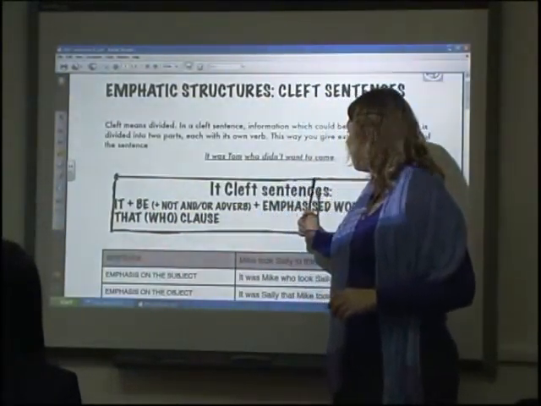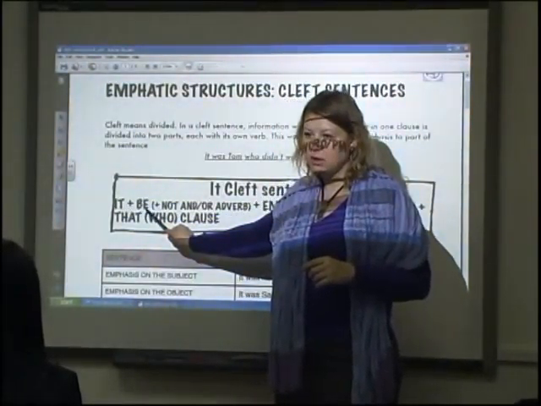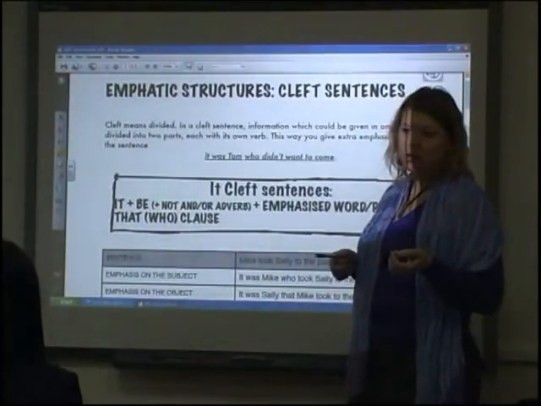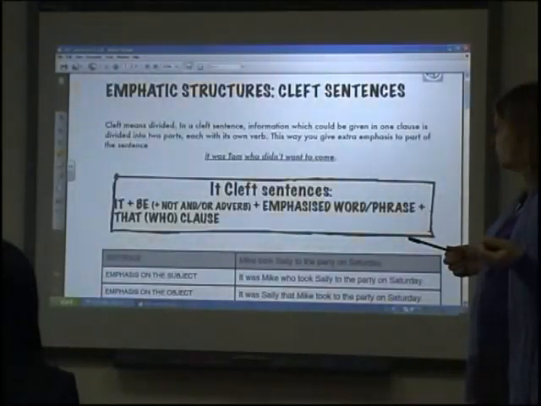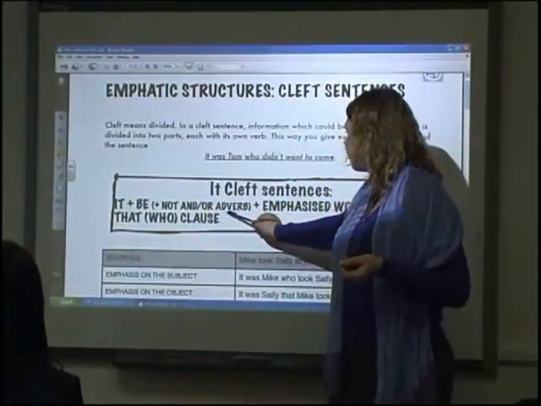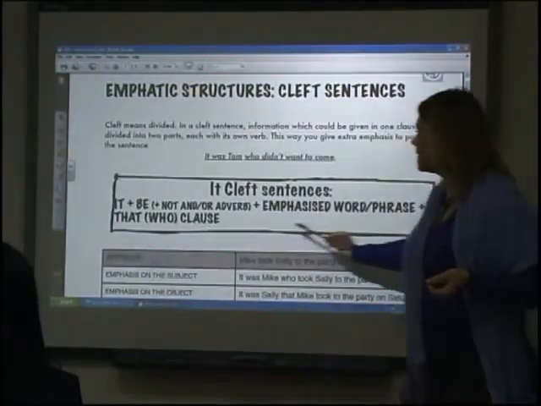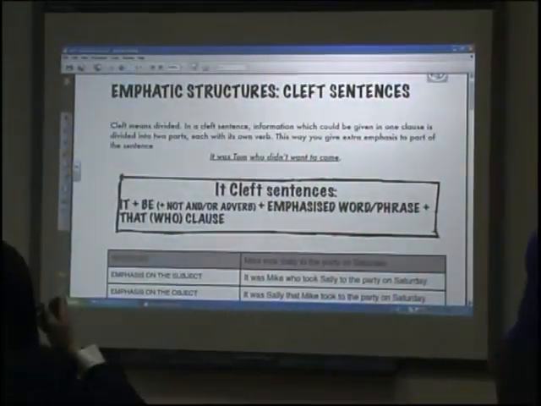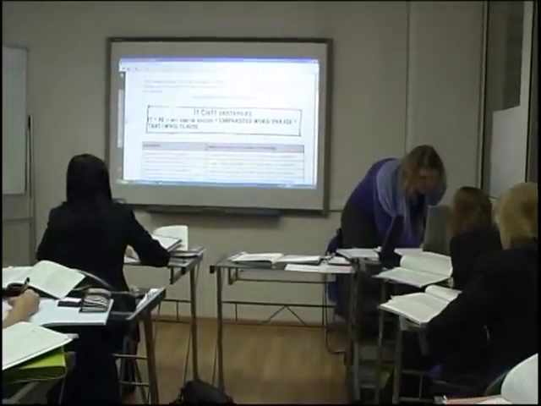So the way it-cleft sentences are formed: it plus the verb to be, which you put according to the context, right? Plus not and or adverb, plus emphasized word or phrase, plus that or who clause. Just copy it and then we'll go to the examples.